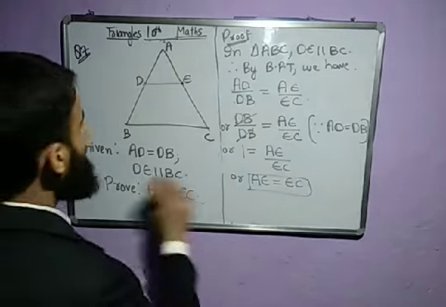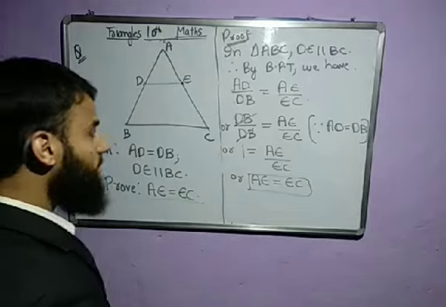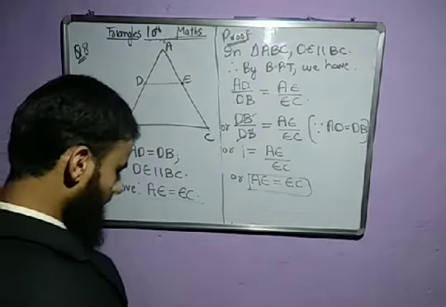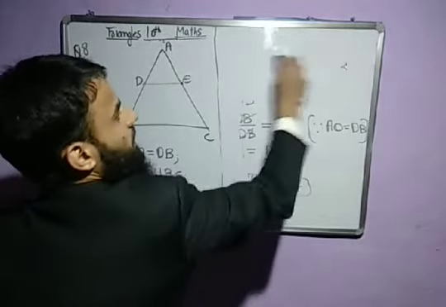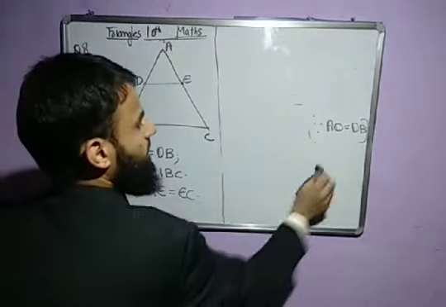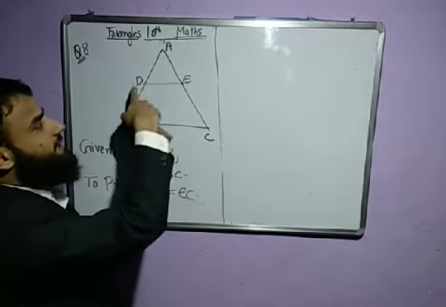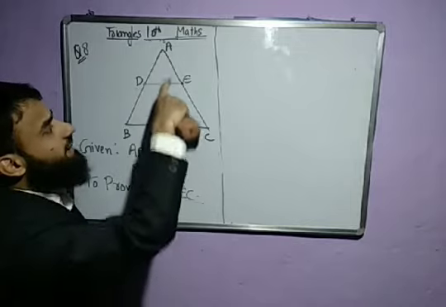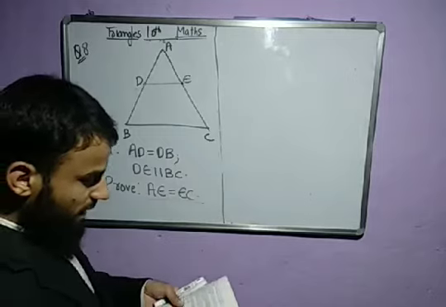Now I want to show the question number 8. Question number 8 is just opposite to the question number 7. So the diagram will be the same. There will be no change in the diagram. See, in the question number 7, we were given that D is the midpoint of this and DE is parallel. Now, we are given that D is the midpoint of this and E is also the midpoint. You have to prove they are parallel.